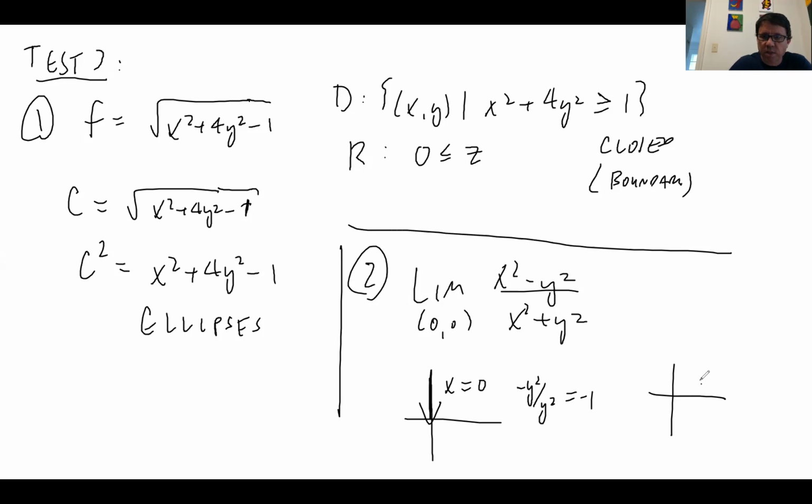If you approach from the side, y is 0, and therefore you're going to get x squared over x squared, and that limit's going to be 1. And so these are not equal, and therefore there's no limit on that one.